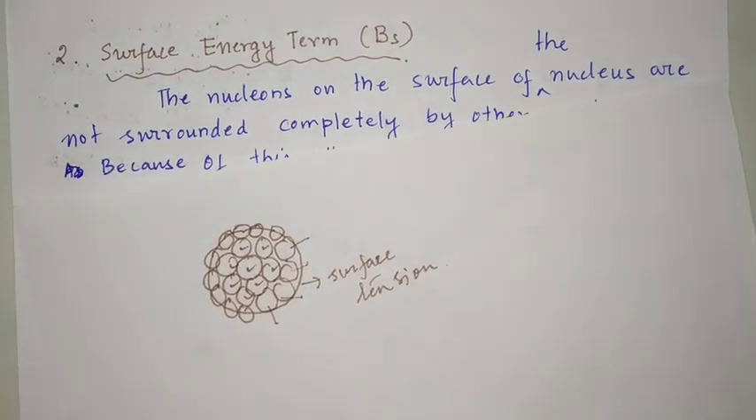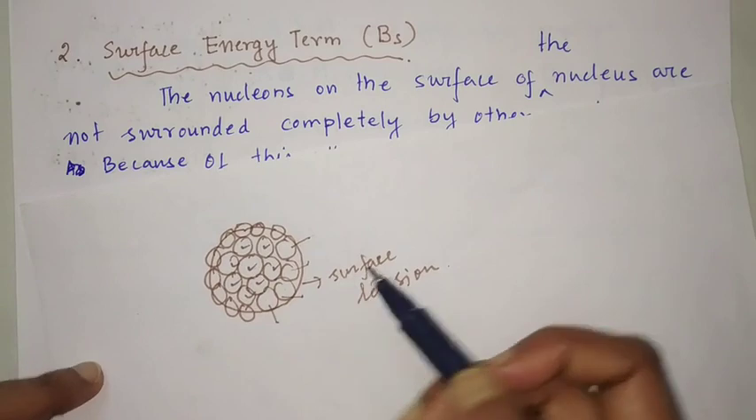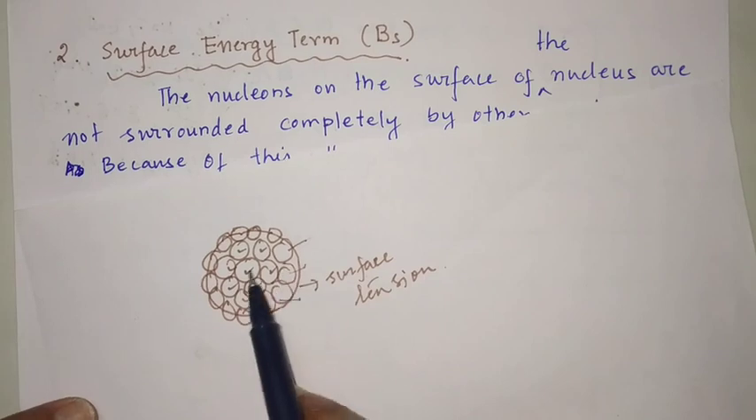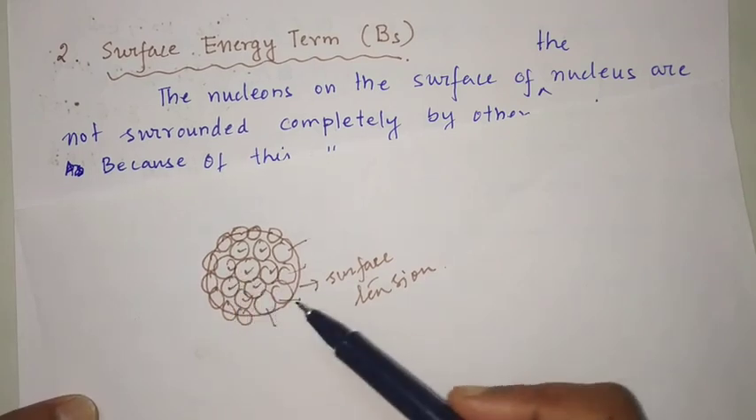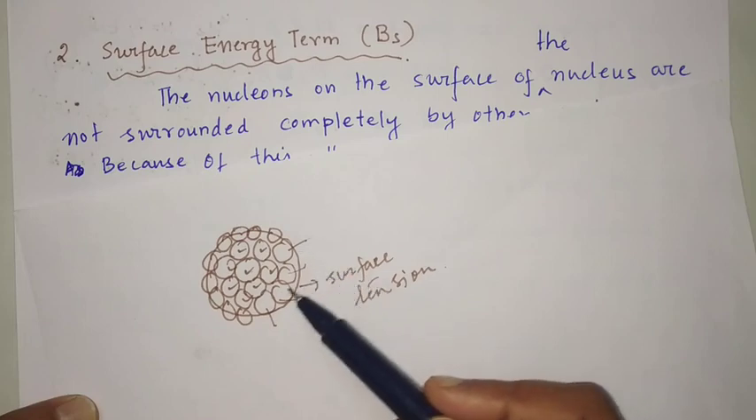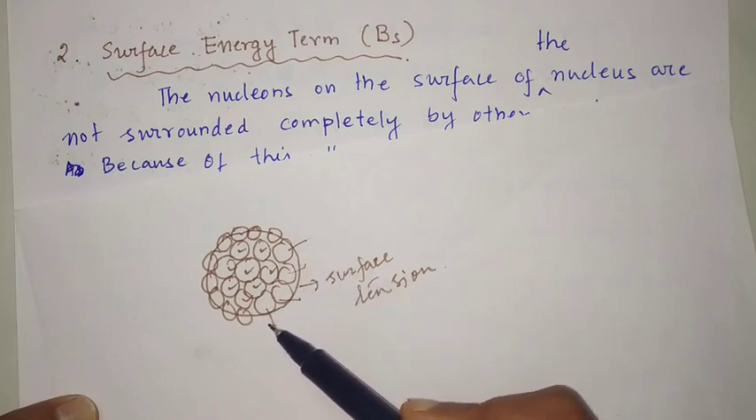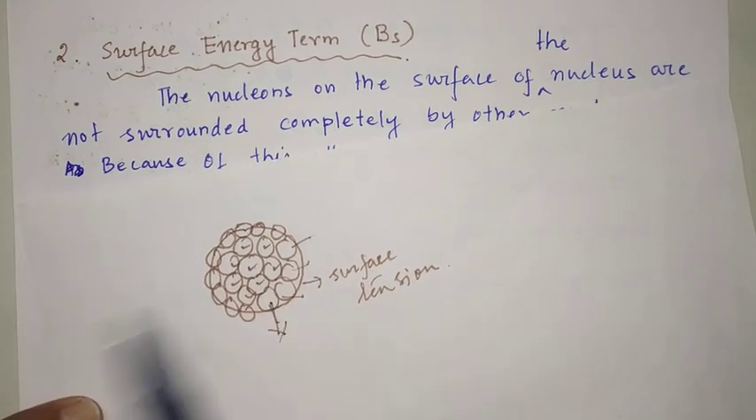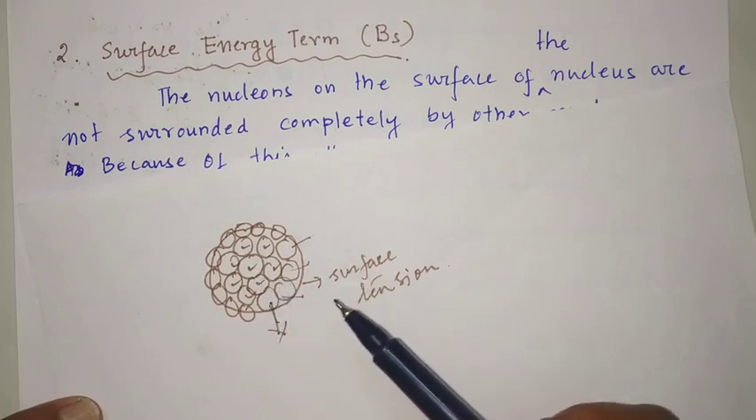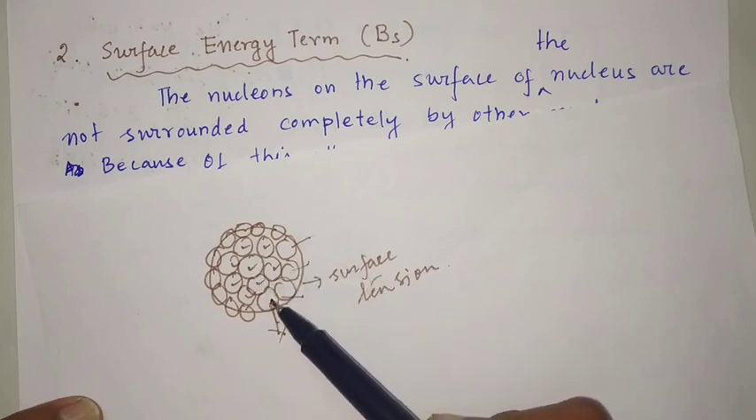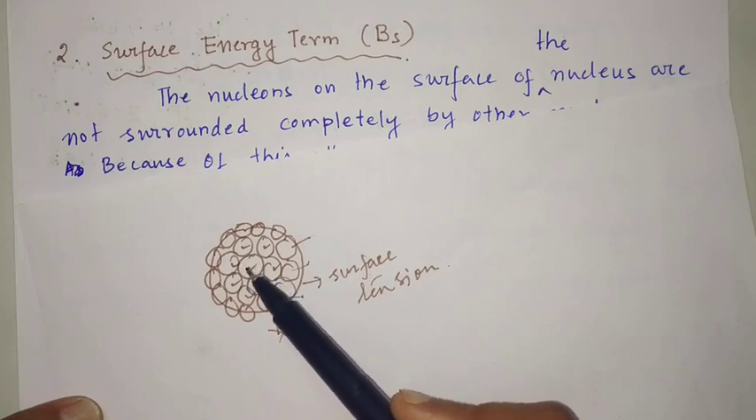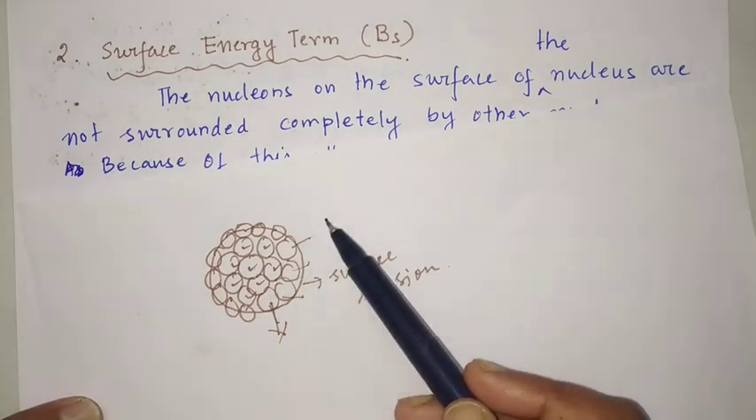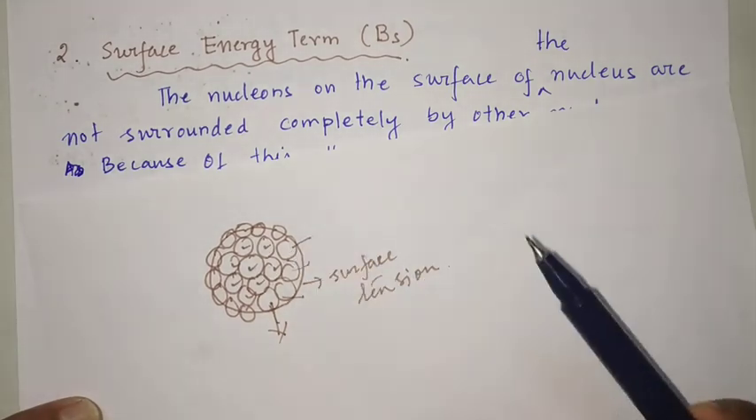Because the inside nucleons are completely surrounded by other nucleons, it is very difficult to remove any interior nucleon. But the surface nucleons, as they are not surrounded from this side, are easier to remove. So you can say that for the interior nucleons the binding energy is greater compared to the surface nucleons. To remove one interior nucleon, we have to supply greater energy compared to the nucleons on the surface. We have to supply less energy to remove any nucleon from the surface.